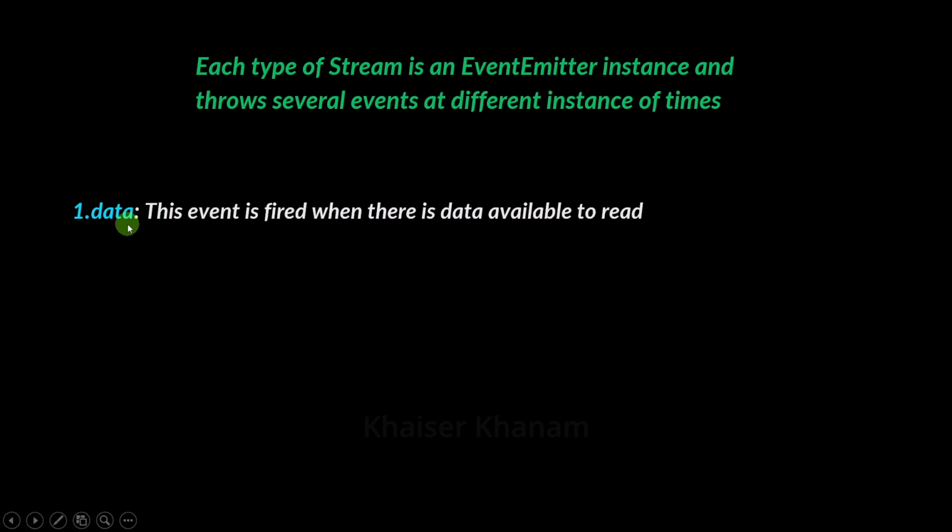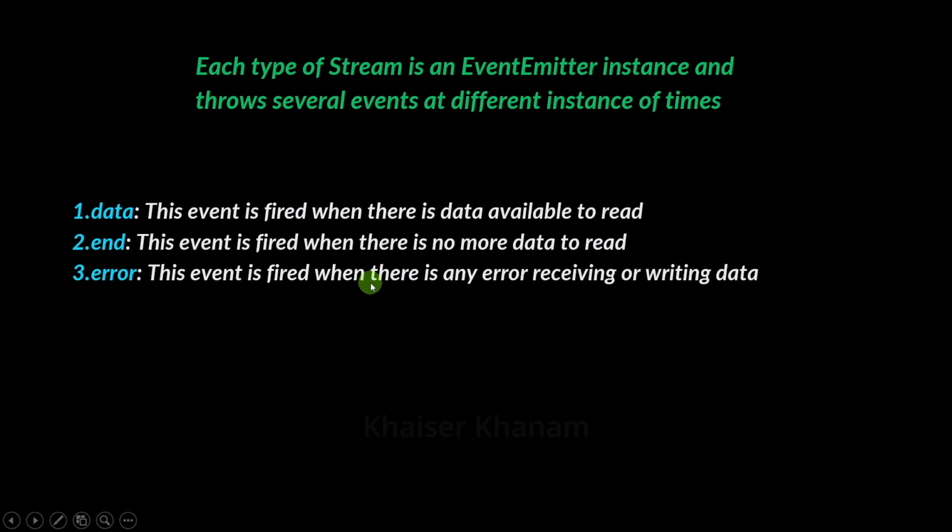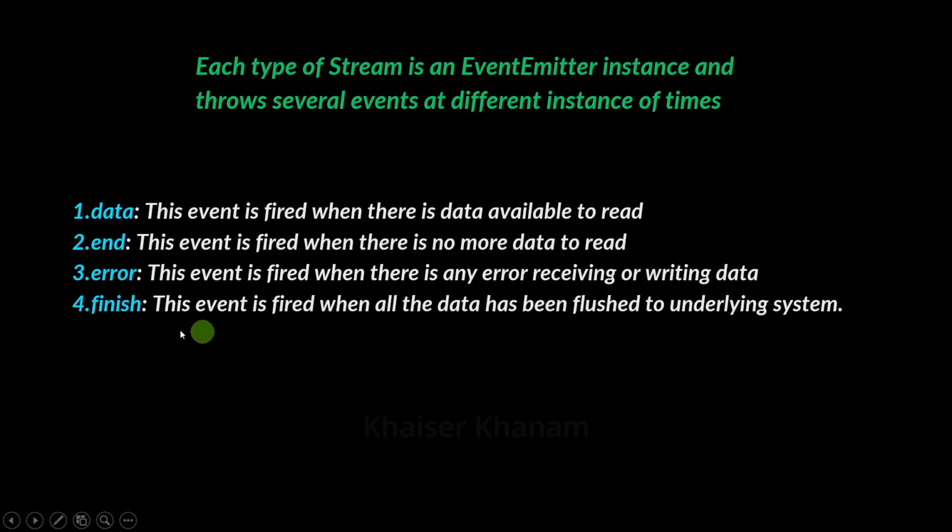So here I have the data event. This event is fired when there is some data available to read. Then the end event. This event will be fired when there is no more data to read. Error. This event will be fired when there is any error while receiving or writing the data. And then we have the finish event, which is fired when all the data has been flushed to the underlying system. Once the entire thing is completed, we will have this finish event. Similar to this, we have multiple events, but these are the most commonly used.